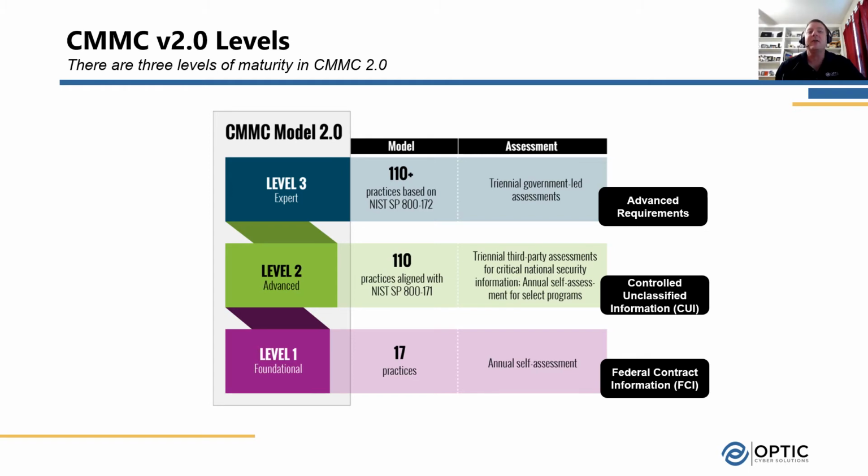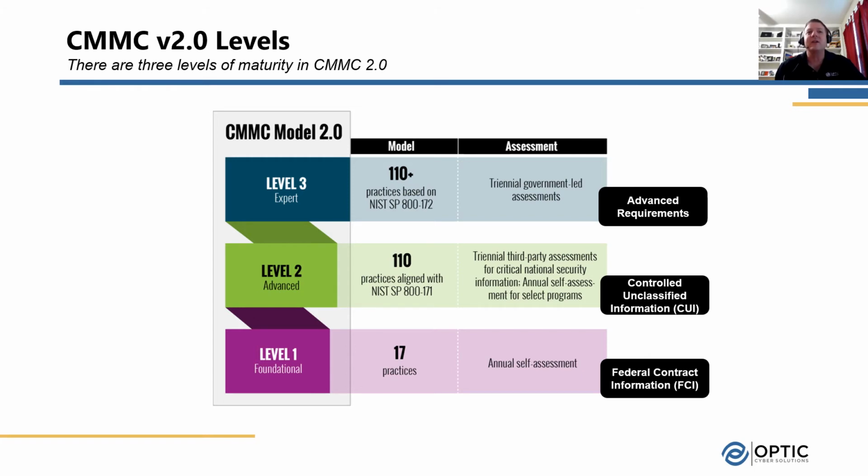Okay. At level 3, or the expert level, it's going to have a requirement for the initial 800-171 practices, so all 110 requirements from 171 will be included, and we know that there will be a subset of 800-172 requirements that will be added in.